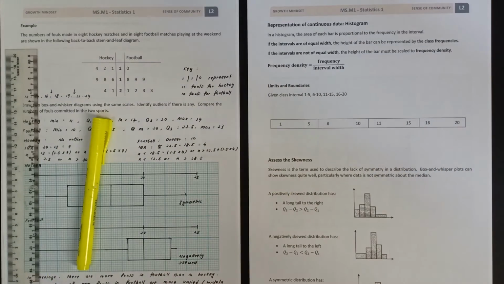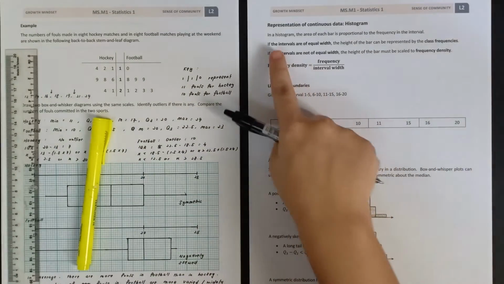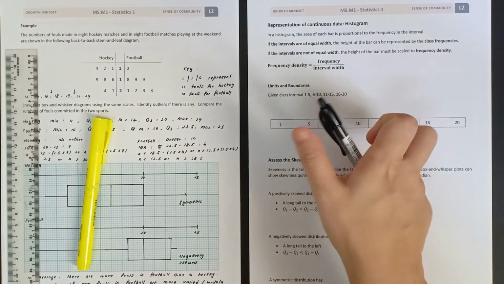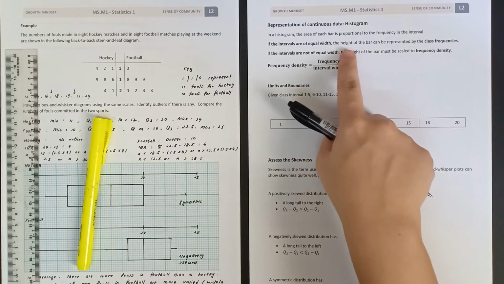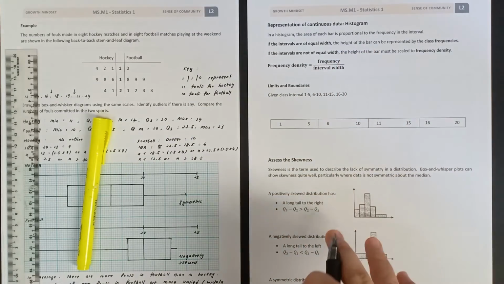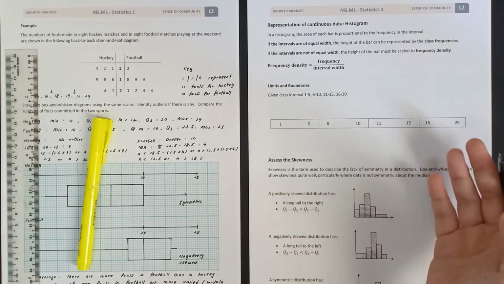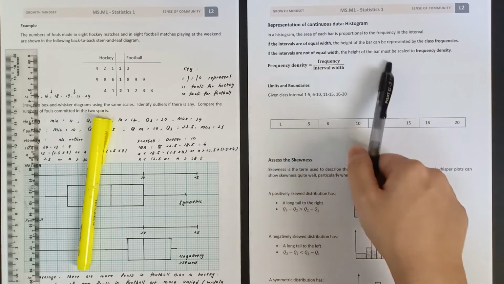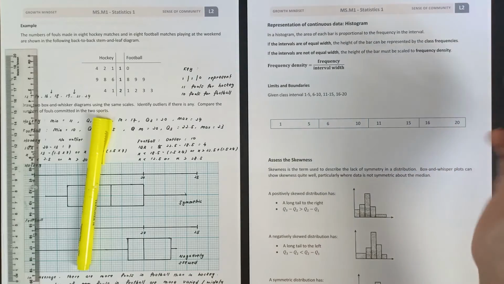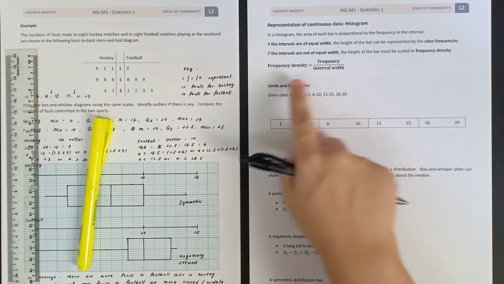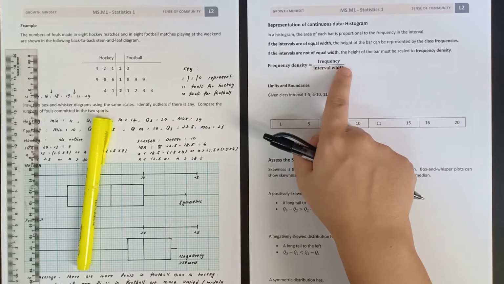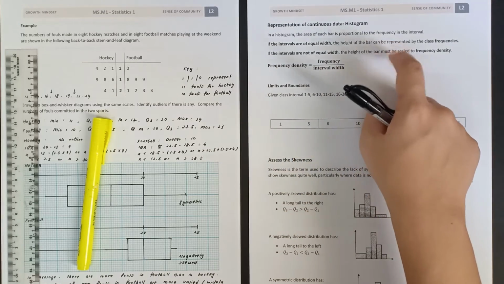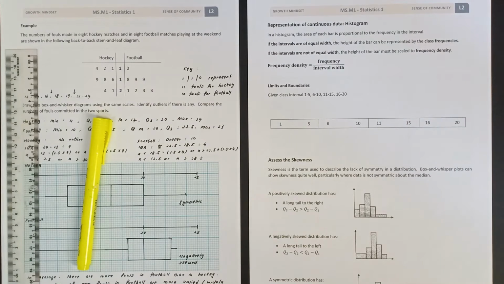You will have two cases. If the class interval size is the same, then for the height of the bar, you can straight away use the frequency. If your intervals are not of equal width, then you need to change your frequency into frequency density. To do that, use frequency divided by interval width. Later we are going to look at these two examples, then you can try to understand the idea.